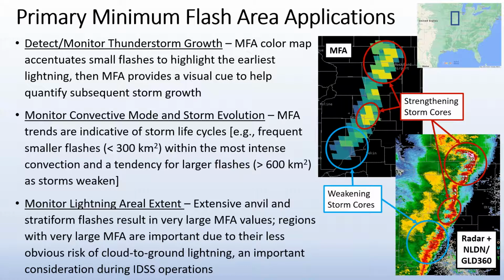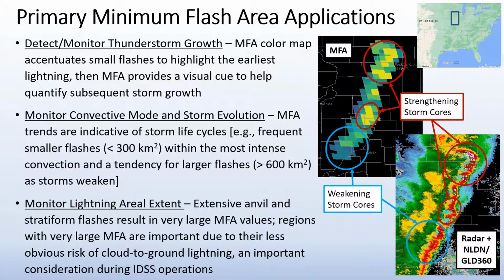And noticing the consistency between scans is a thing too. So if you see consistently low MFA values, that gives you a more robust idea that that part of a storm may be strengthening, or that storm, if it's discrete, may be strengthening.